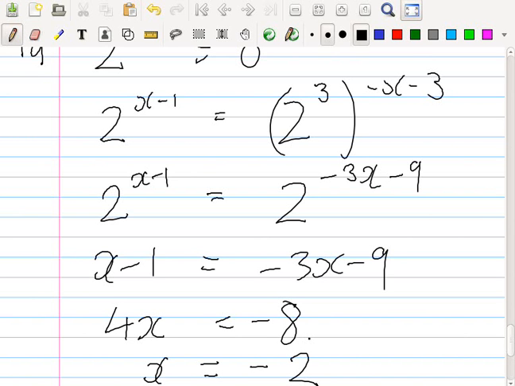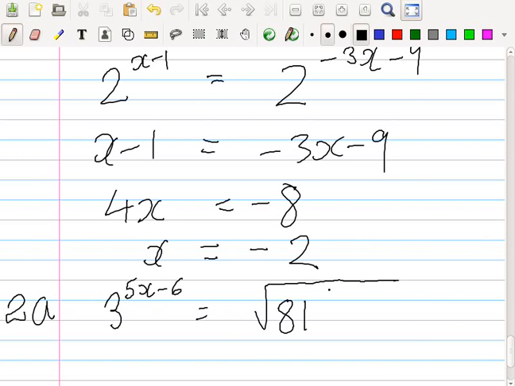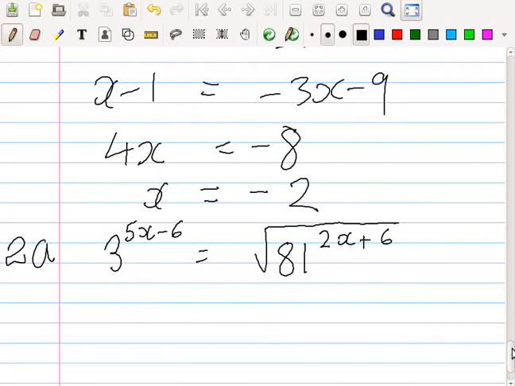You write this down, Ahmed? Yeah. Okay. I'll do 2a now. It's really going to be the same idea, just a little bit more complicated. 3 power 5x minus 6 equals square root 81 power 2x plus 6. Alright.